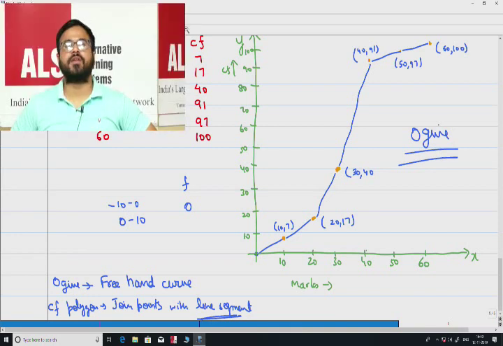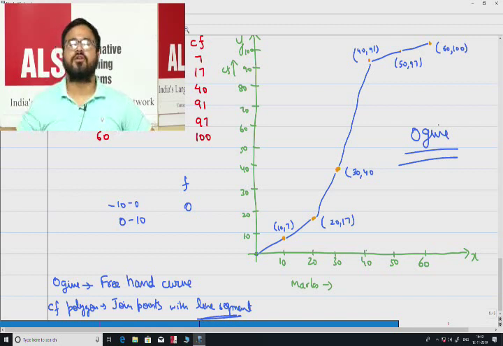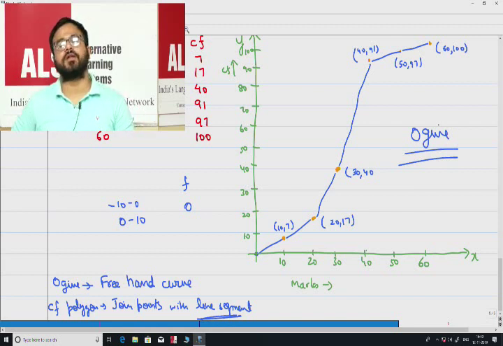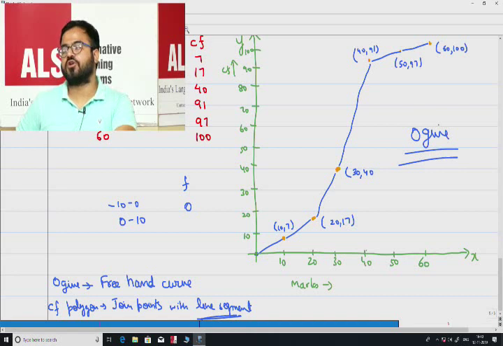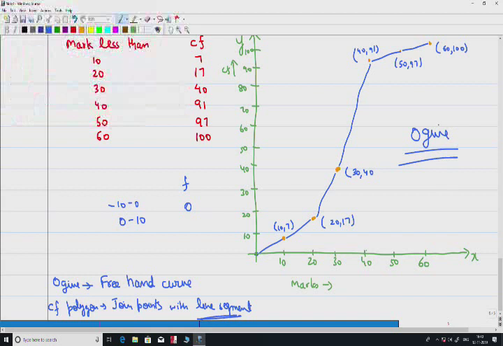Ogive means a freehand curve. This has to be done with a freehand, and the cumulative frequency polygon should be done with the help of line segments, or you can say with the help of a scale. Don't draw the ogive with the help of a scale, draw it with the freehand. Are you getting this, all of you?